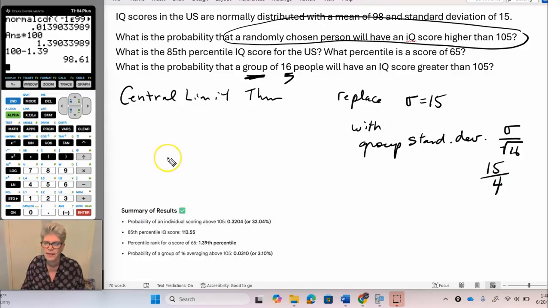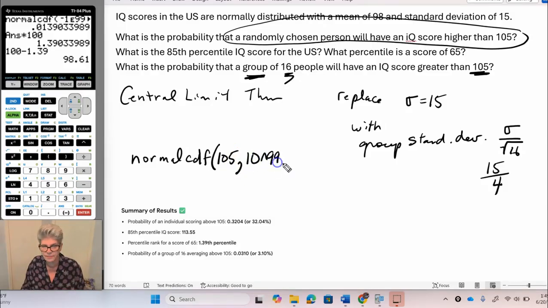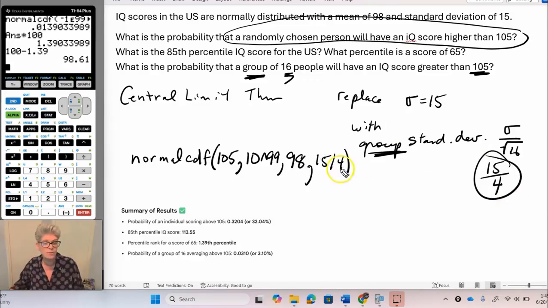So the answer will be normal CDF, and my lower limit or my left score is 105. Then there will be no highest limit. My mean is still 98, but now my group standard deviation is 15/4. And then that will give me my probability.